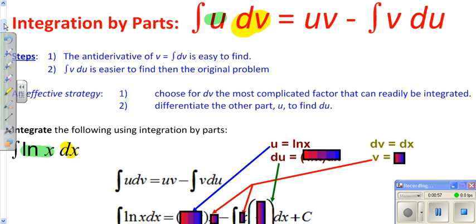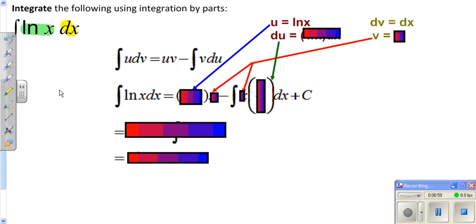When you have that, for your formula you need a u times a v. If you have u, you also need to get v. And all we know is dv dx. But to go from a dv to a v, you have to integrate. And when you integrate your 1 dx, you just get an x. So you plug in your u, plug in your v. We now have this first part.